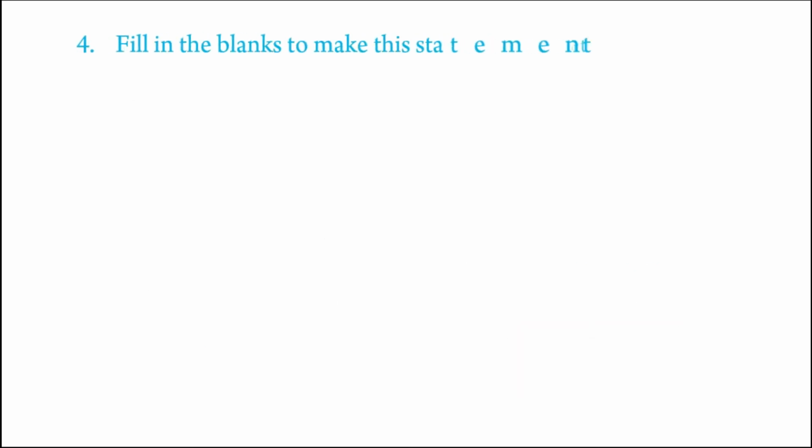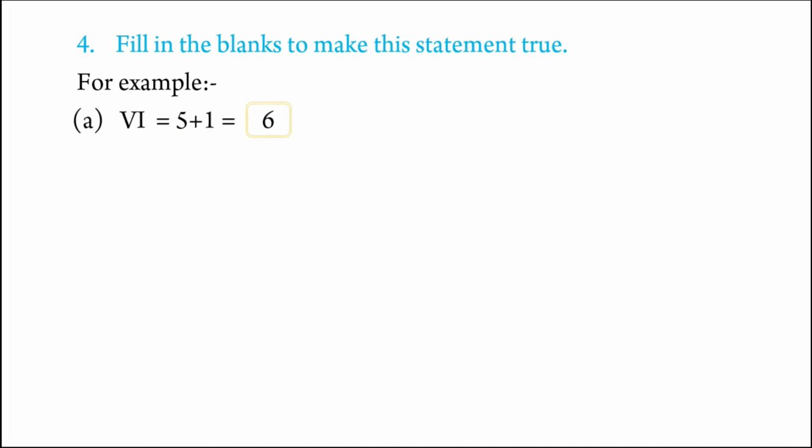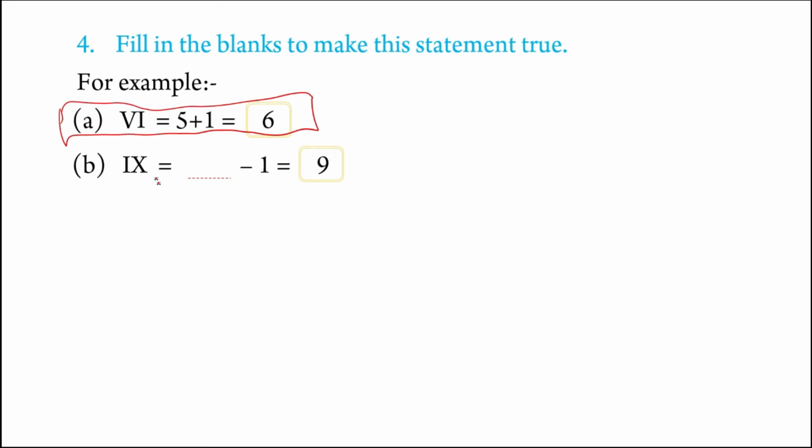Now is fill in the blanks to make the statement true. For example, our first question in the example section is VI. VI is equal to 5 plus 1 is equal to 6. So in examples, A was the example. Now from B we have to solve it ourselves. So IX is equal to fill in the blank minus 1 is equal to 9. So 10 minus 1 is equal to 9.